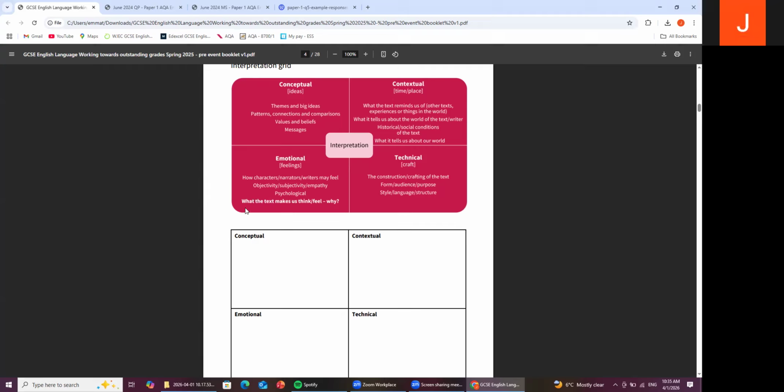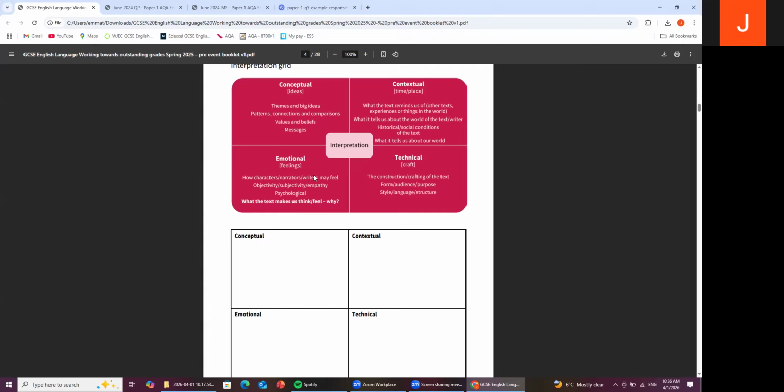Emotional, this is a really good one and a really easy one to get marks for. What the text makes you think and feel, explain why. Again, that important three-letter word, why. Always explain why. Don't just tell me. Imagine I'm the examiner. You've come out with some really great and interesting and perceptive response to your emotions in relation to the statements, in relation to the text, but you've not explained why. So always explain why you think and feel a certain way.